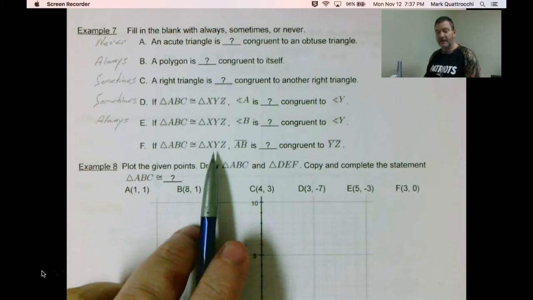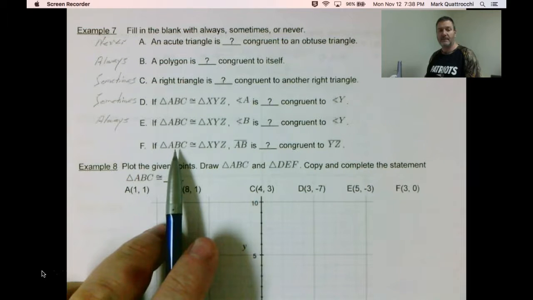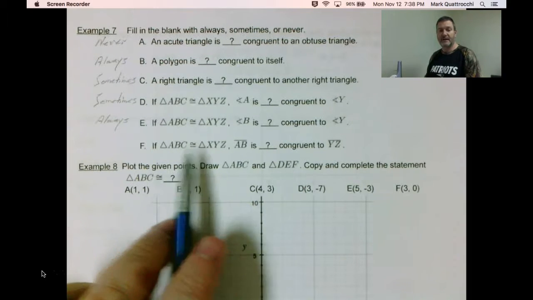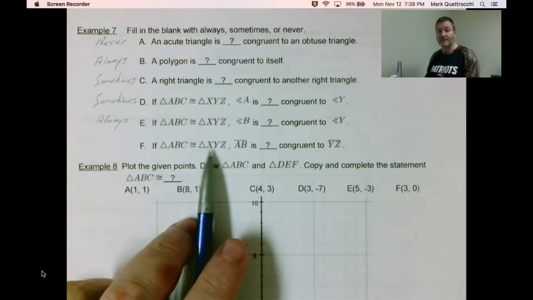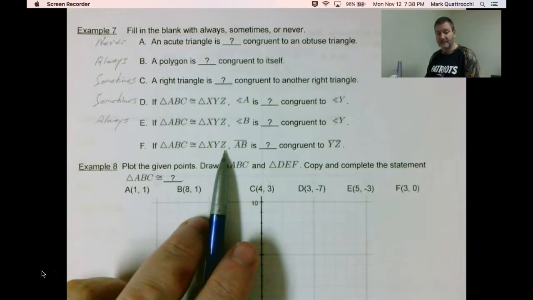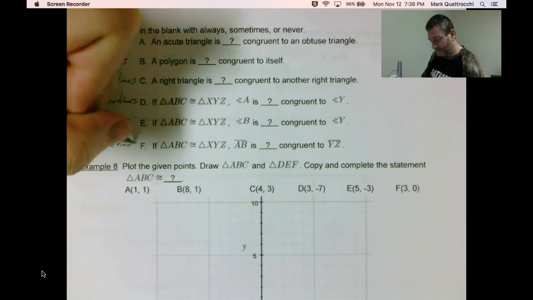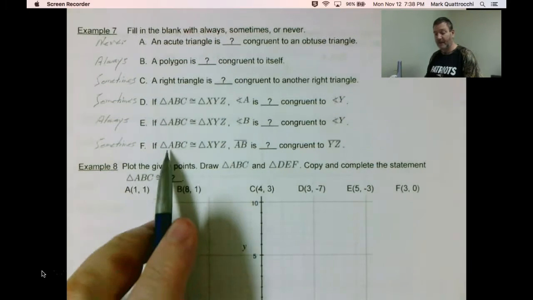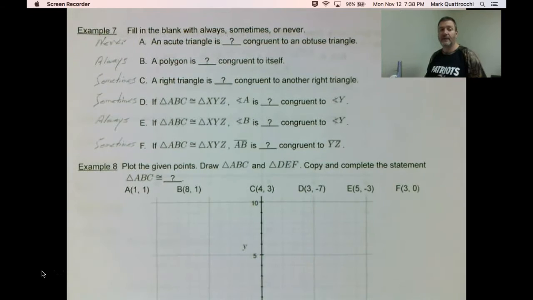Triangle ABC is congruent to triangle XYZ. Side AB is always, sometimes, or never congruent to side YZ. And the answer here: it is always congruent to XY. It is sometimes congruent to YZ, if the triangle is isosceles and AB is congruent to BC, then XY will be congruent to YZ and AB will be congruent to YZ.